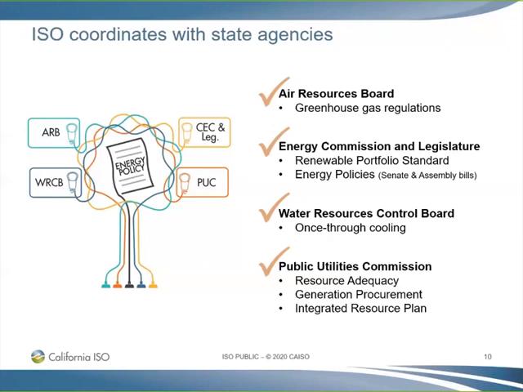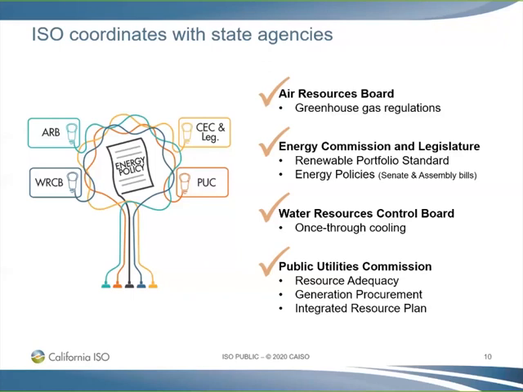The CPUC adopted a resource adequacy, or RA, policy framework in 2004, in order to ensure the reliability of electric service in California. The CPUC established RA obligations applicable to all load-serving entities, or LSEs, within the CPUC's jurisdiction. The Commission's RA program guides resource procurement and promotes infrastructure investment by requiring that LSEs procure capacity so that capacity is available to the ISO when and where needed.